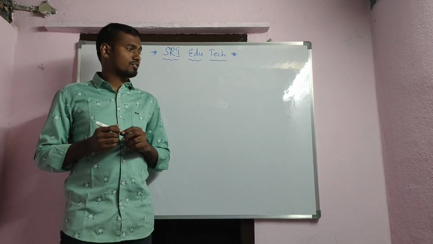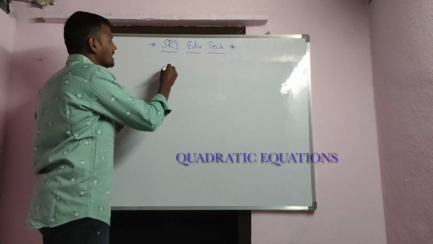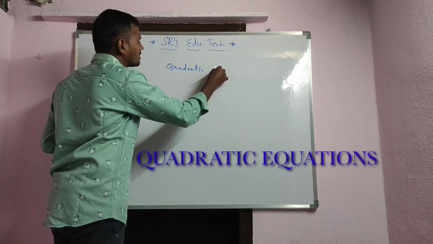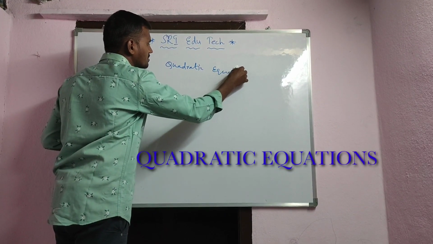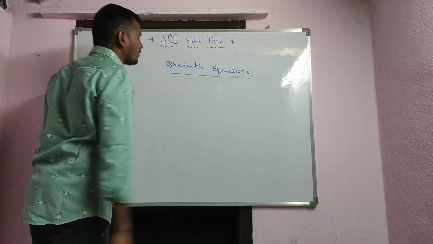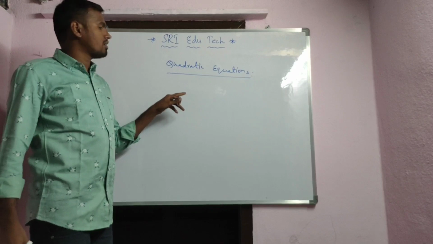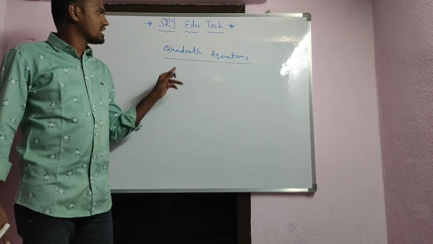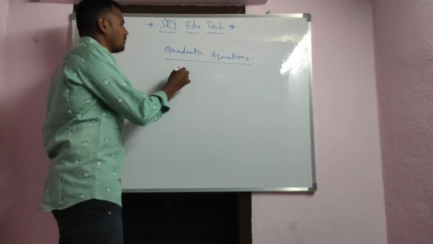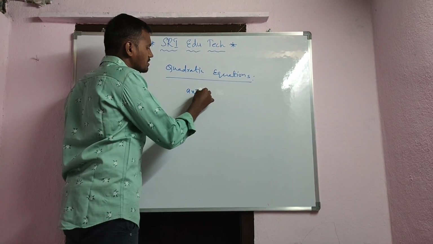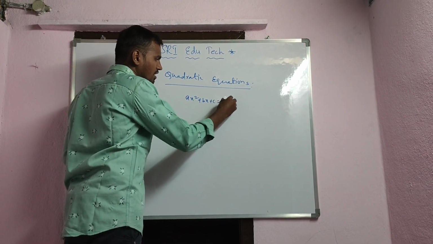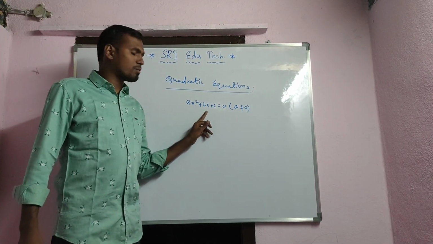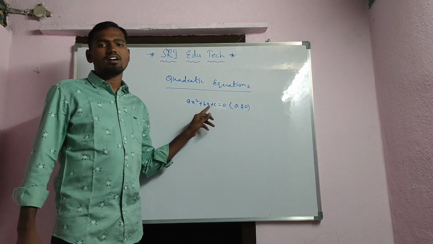So now today we are going to discuss the topic quadratic equations. First of all, what is a quadratic equation? An equation having a single variable and degree 2 is called a quadratic equation. It is in the form ax² + bx + c = 0, where a ≠ 0 only. In this, x is the single variable and a, b, c are the constants.